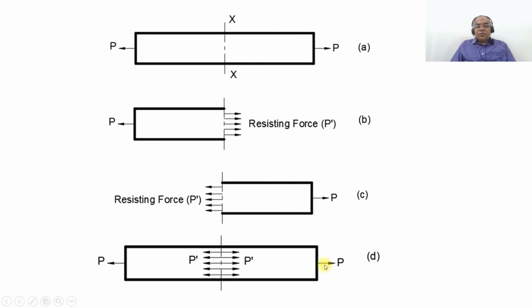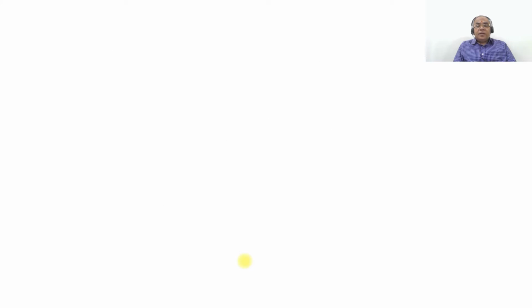Similarly, for member 2, when the load is applied from the left towards the right side, in order to keep this in equilibrium condition, member 2 is going to exhibit a resisting force whose magnitude will be equal to the applied force P, which is P dash, as shown here. So now the entire body, when it is put together, will always be in equilibrium condition.